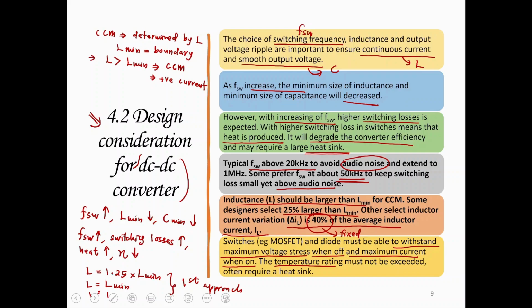L larger than L min, your converter will be in CCM. L smaller than L min, your converter will be in DCM. Okay. C does not determine the modes of operation. The function of C is to smooth out the output, or minimize the ripple at the output.